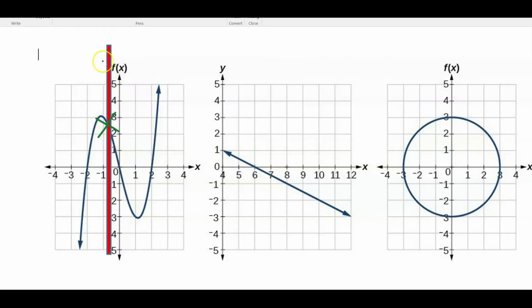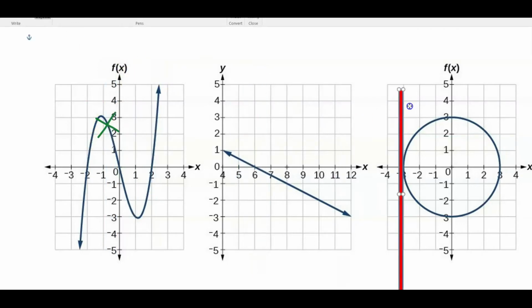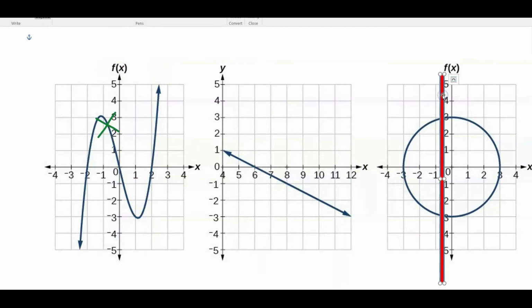Now if I were to go over to this other graph over here on the right, it would not be a function, because if you look at the circle over there, a vertical line actually crosses that circle in two different places. So this one on the right would not be a function because it does not pass the vertical line test. It crosses that graph at more than one spot.